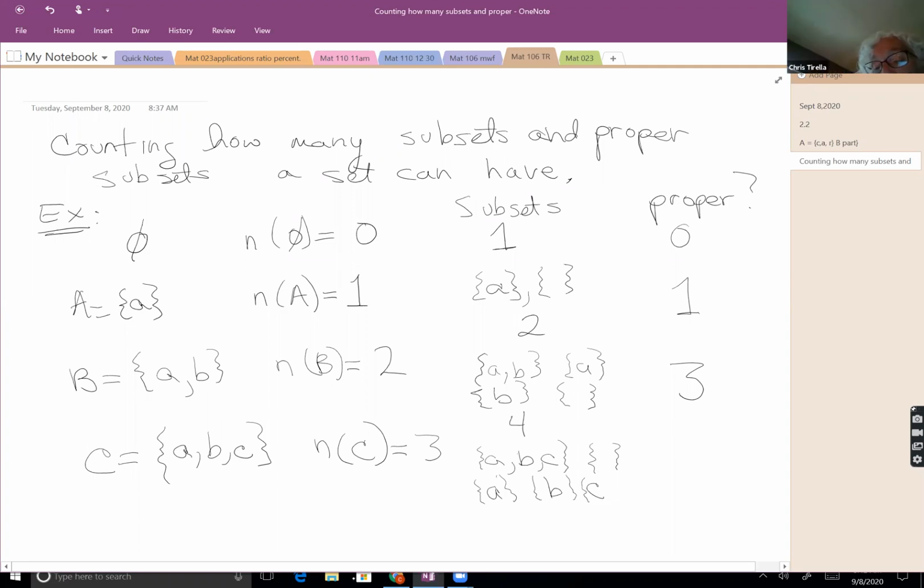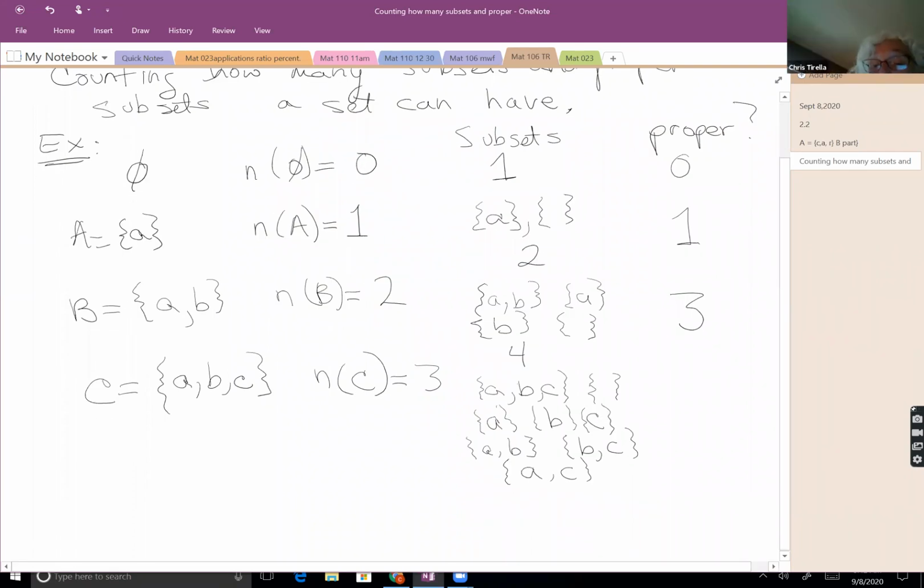Any others? A and B, B and C, A and C. Any others? The empty set? All right, I think we started with the empty set. You're right. I think that's all, because the number of sets should be eight. Do we have eight? I think we have 1, 2, 3, 4, 5, 6, 7, 8. And of those, how many are proper? Seven.